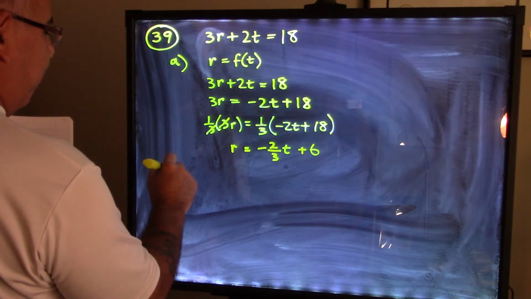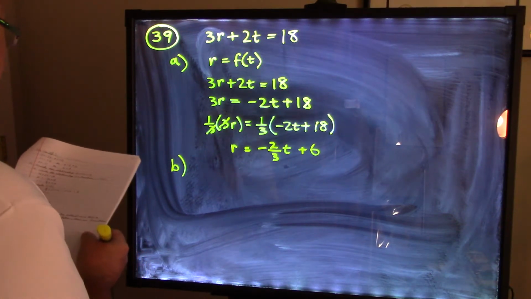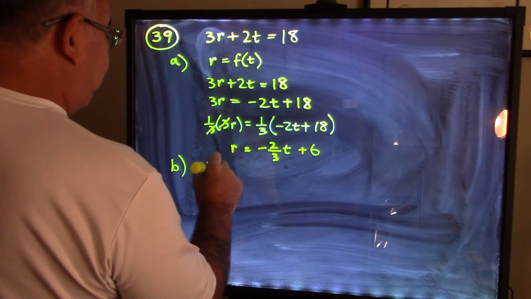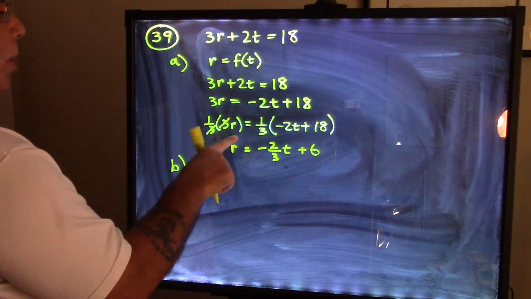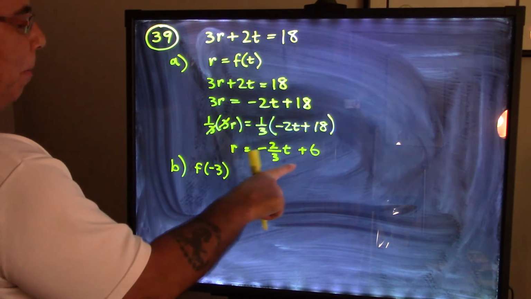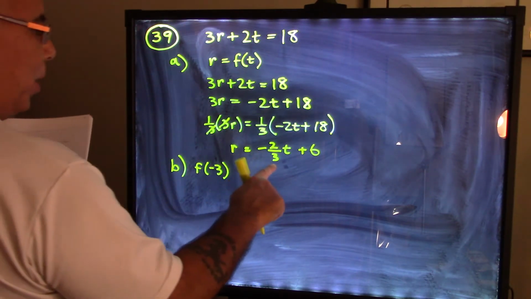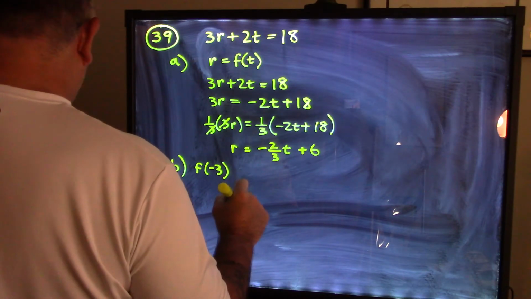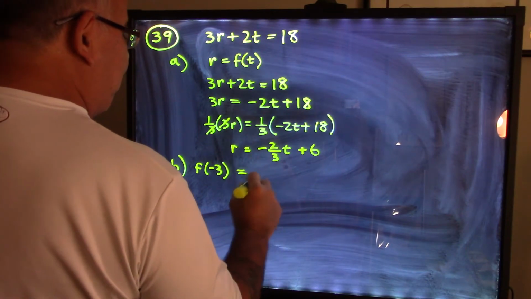Let's do part B. Evaluate f of negative 3. F of negative 3. Well, what's f? I don't see any f's up here. Oh, wait a minute, we just did that, didn't we? F of t, there's f of t right there. Well, okay, just use this expression for f. So what do we got here? Negative 2/3 times t, which is negative 3.